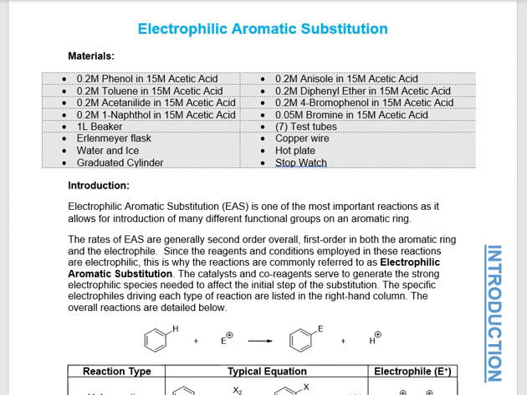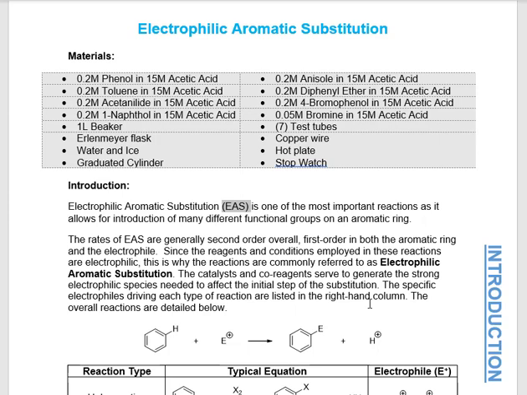Hello everyone. Welcome to Orgo 2 Lab Prelab lecture for electrophilic aromatic substitution. A lot of times I just say EAS for short, so do be prepared for that, as is also shown in the lab report in the manual.